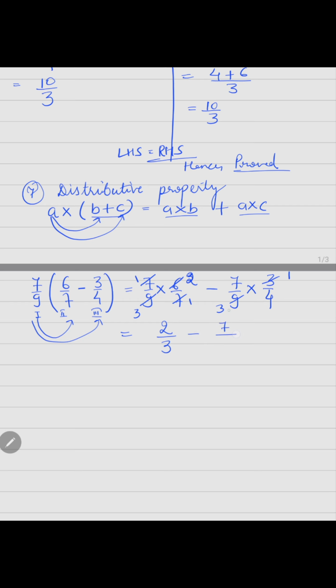Minus 7 into 1 is 7, 3 into 4 is 12. Then we have to take the LCM of 3 and 12. The greater number is 12, and 3 divides the number 12, so the LCM is 12. 3 times 4 is 12, so we multiply 2 into 4, which is 8, and we write the number 7 as it is. 8 minus 7 is 1, which is 1/12.